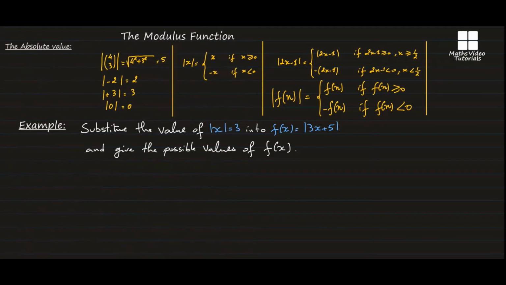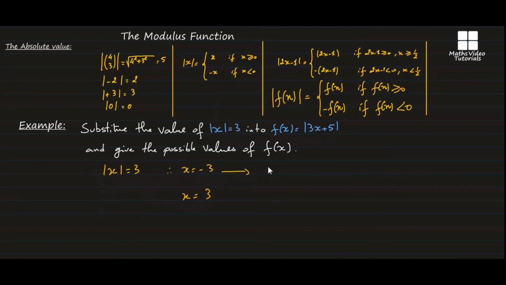So let's complete this introduction to modulus function by answering this exercise. We have an absolute value of x which needs to be substituted into this function here. Since the absolute value of x is equal to 3, therefore x would be equal to either -3 or +3. That's because the modulus of -3 will return 3, and the modulus of 3, of course, will return the 3. So let's do the first one.